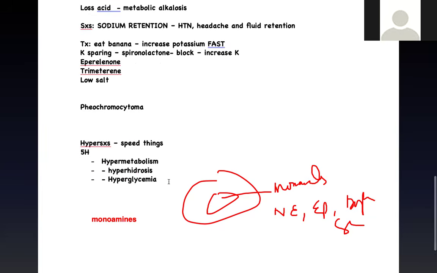So hyperglycemia is very common in these patients. Well, the number one symptom is headache, and this headache is episodic, right? That's one of the things you have to pay attention to. And the last one is hypertension because these are monoamines. So these are the 5 H's you're supposed to know for pheochromocytoma. This is the classic signs and symptoms that you have to know.